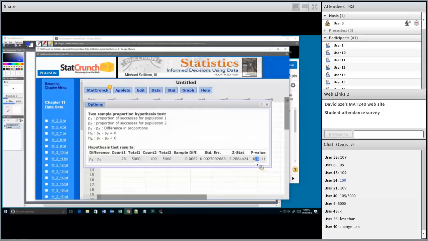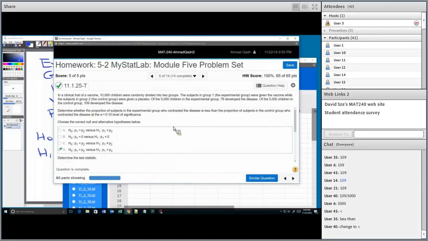So let's look at the p-value. The p-value is 0.0111. Okay, so essentially 0.01. And my alpha is 10%. So what is the conclusion for the test? I reject the null hypothesis, right? So what is the conclusion in terms of words? What will I conclude from this test if I reject the null hypothesis?